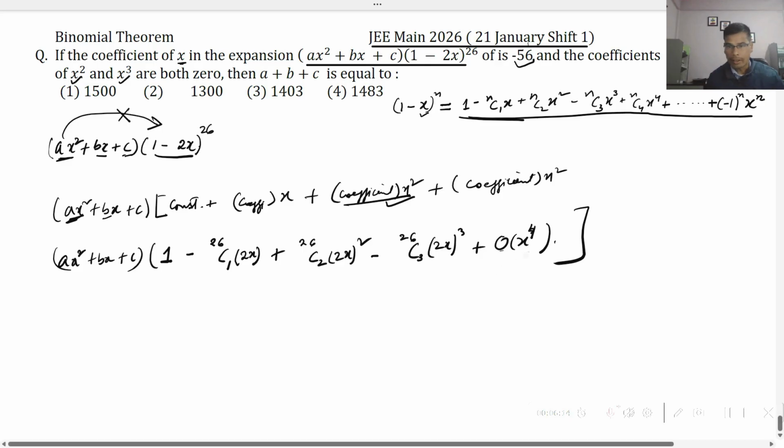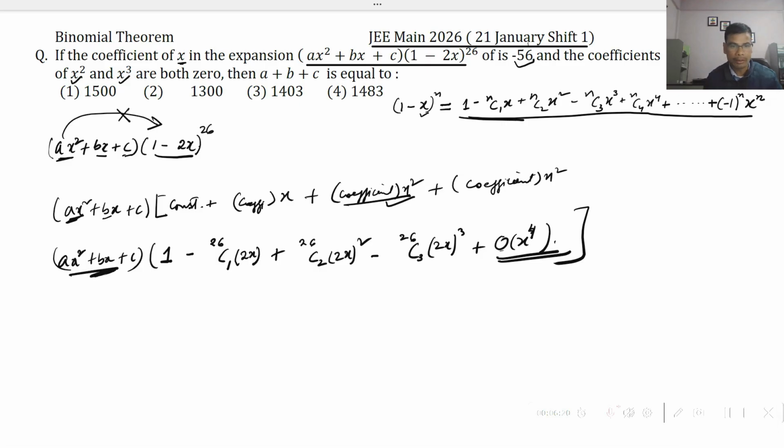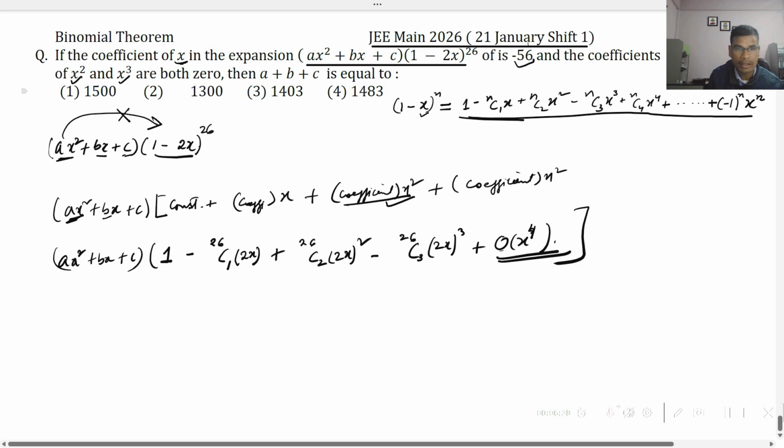Because even if we multiply any term from here onwards with any term in the first factor, the degree will be more than 3. So we need only the coefficients of x, x² and x³. Let me write this properly.